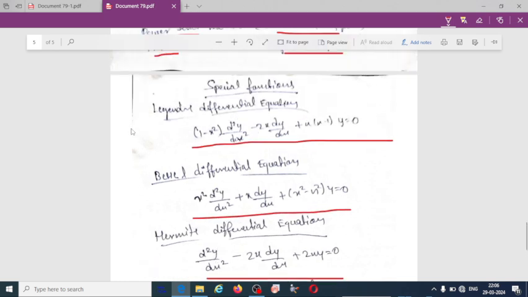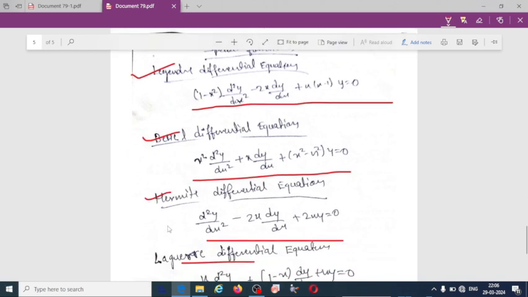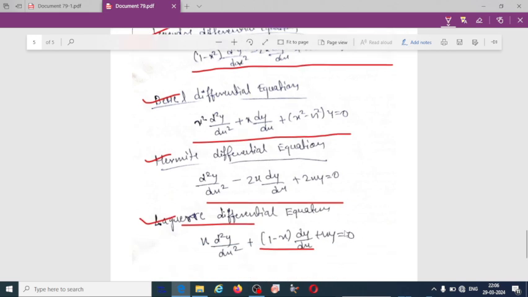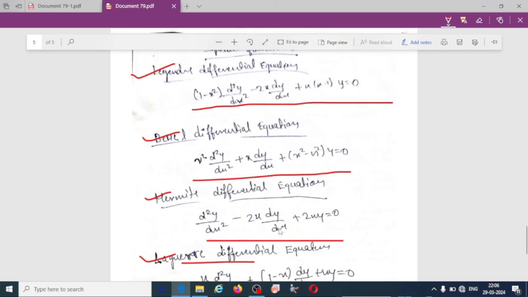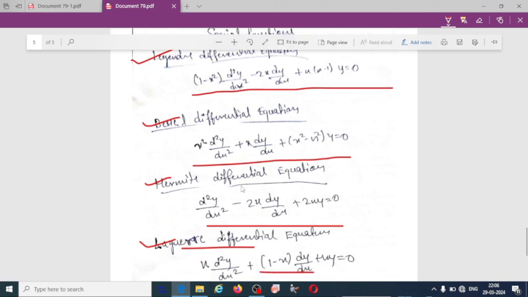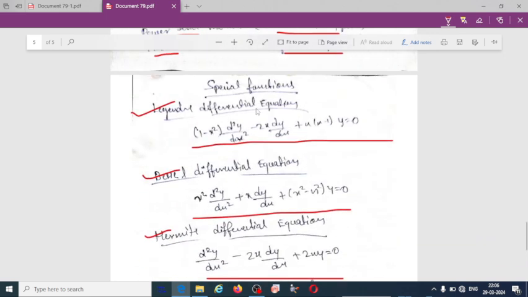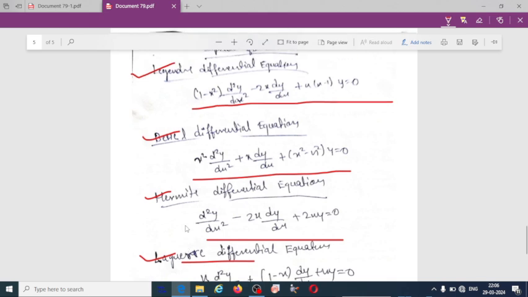If you observe these four equations, sometimes you may get confused. That's why you need to practice and write all four equations until you become thorough about them. These are very important special functions: Laguerre, Bessel, Hermite, and Legendre differential equations.